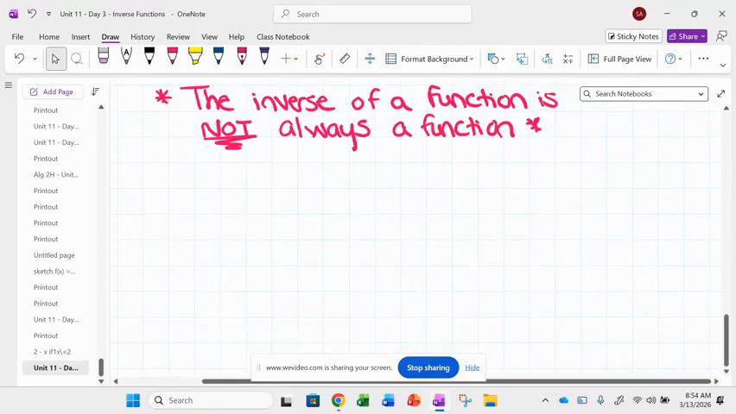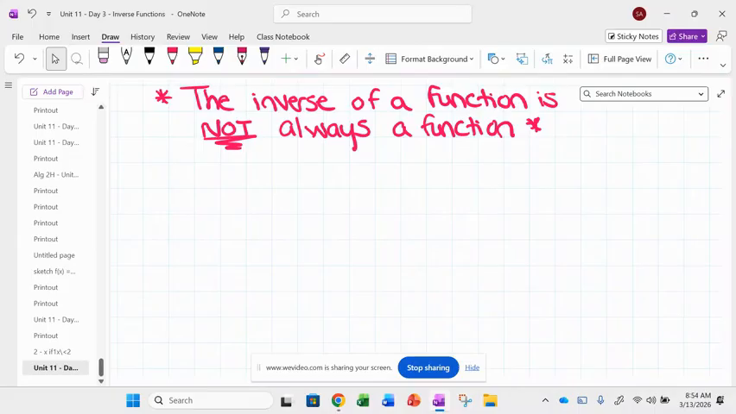If I give you a graph, how do you check to see if it's a function or not? Amanda? The vertical line test. Excellent. So let's jump right into this. Let's do some sample problems.